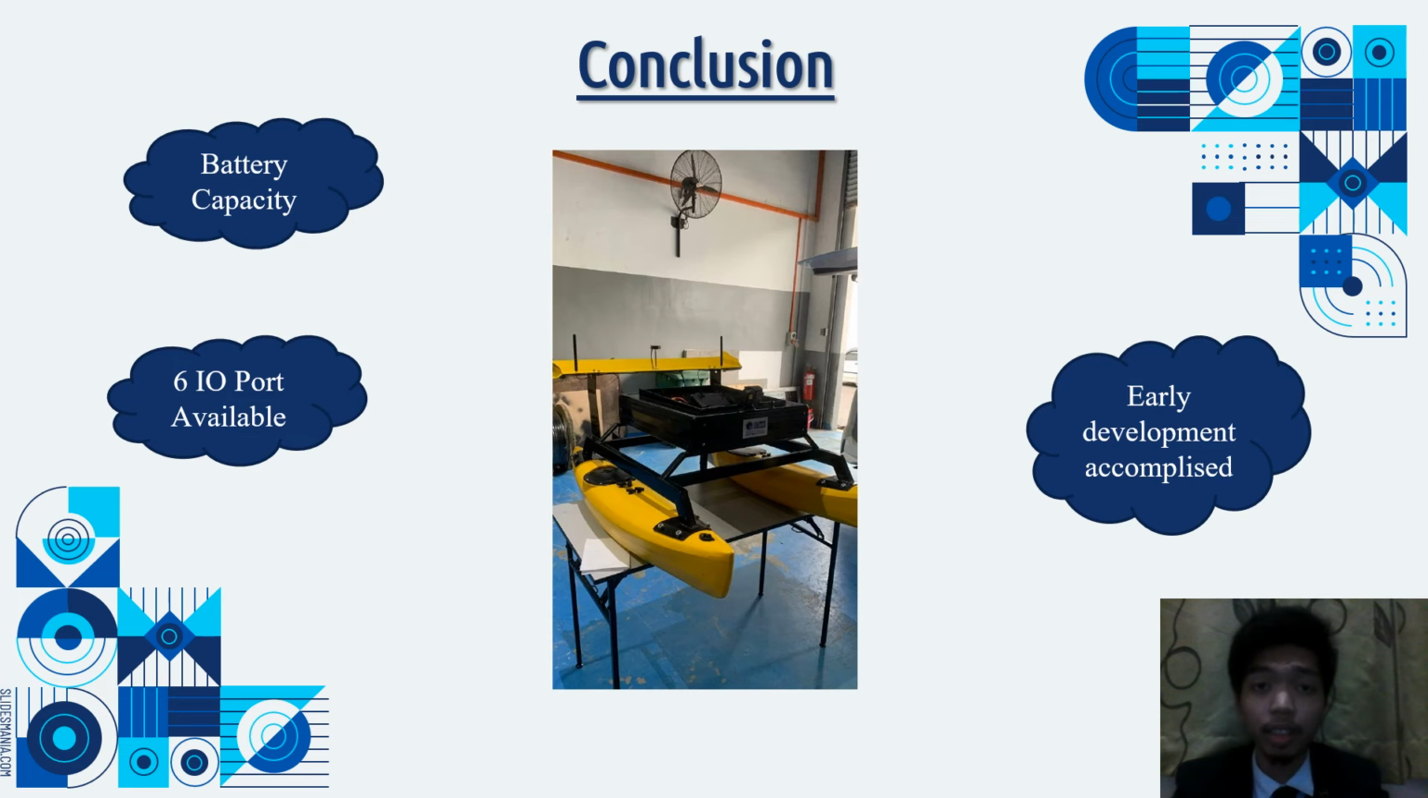The last part of the presentation is the conclusion. The battery capacity of the unmanned surface vehicle can only last for 1 hour because we can transport the unmanned surface vehicle easily with a small battery. If we use a larger battery, it will be harder for us to carry the battery for any testing. Next, there are 6 I/O ports available at the PSOC, which means there are 6 components that can be embedded to the unmanned surface vehicle. And the last one is that the early development of the unmanned surface vehicle is accomplished.